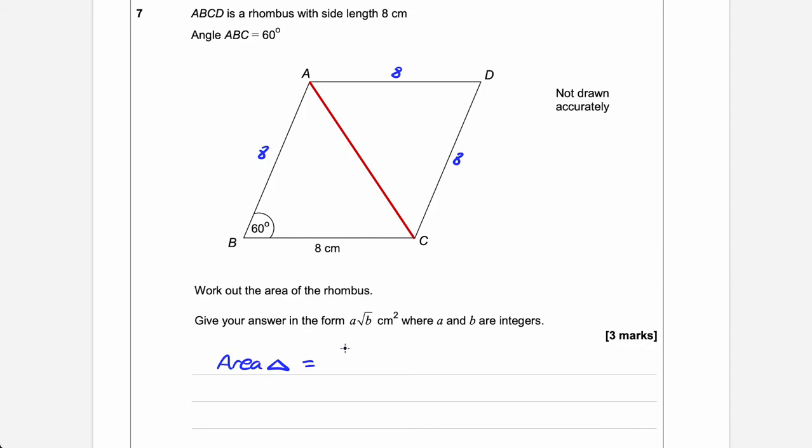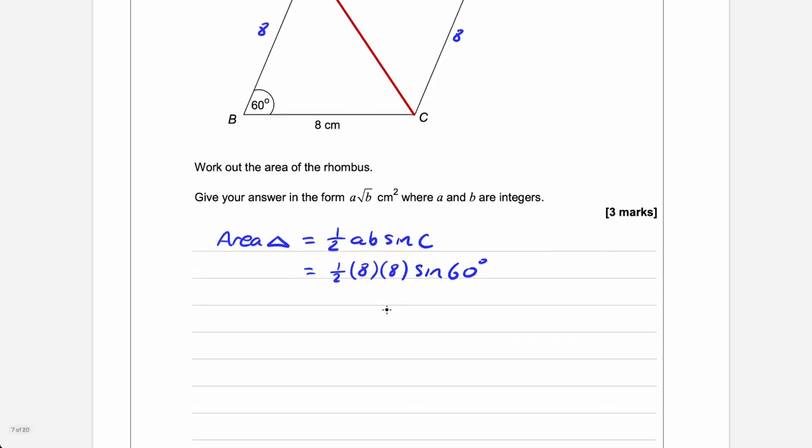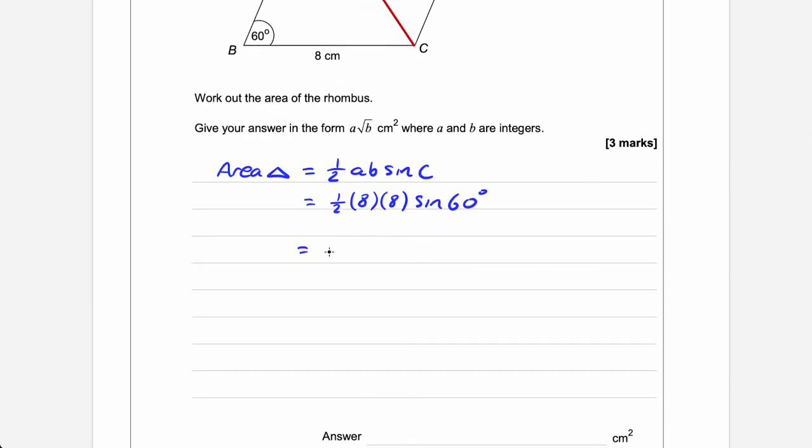The area of the triangle formula is a half AB sine C, where A and B are 2 adjacent sides, these 2 sides here, and C is the angle between them. So this area is equal to a half times 8 times 8, times sine 60 degrees. Okay, so this question, guys, is testing a few things, but one of them is that you know what sine 60 is without a calculator. So 8 times 8 is 64. 64 divided by 2 is 32. So it's 32 times sine 60.